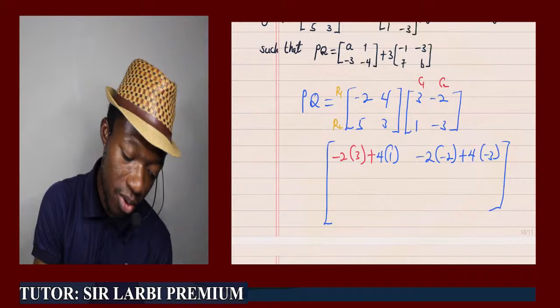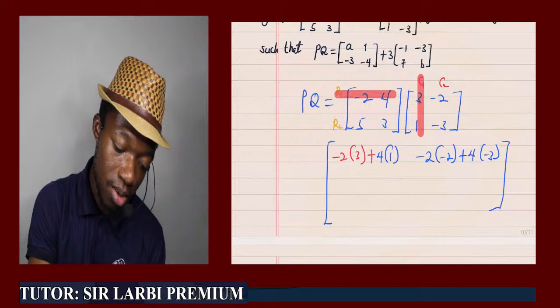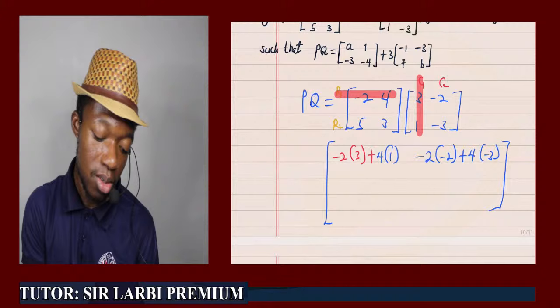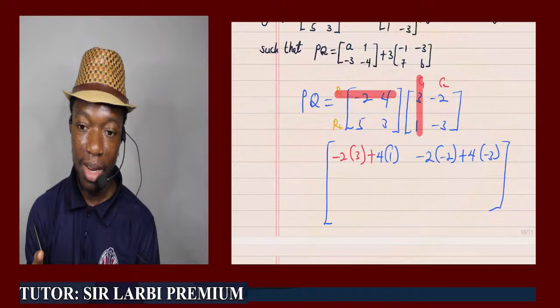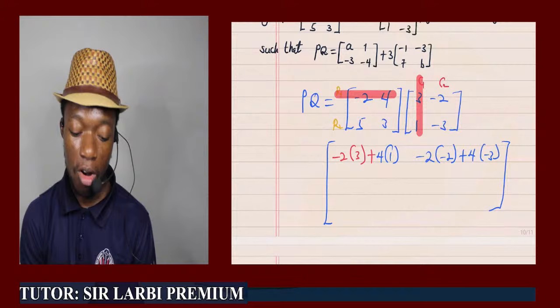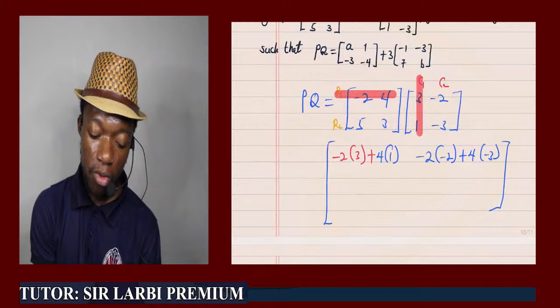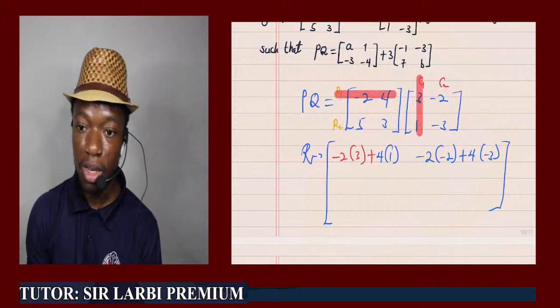So you realize that we're having the first row of the first matrix multiplying the first column of the second matrix. That is what I'm trying to say. And then we also have the same first row multiplying the second column of the second matrix. And that gives us the elements of the first row of the result matrix, which is what we are finding. And then after you are done with that, do the same thing.